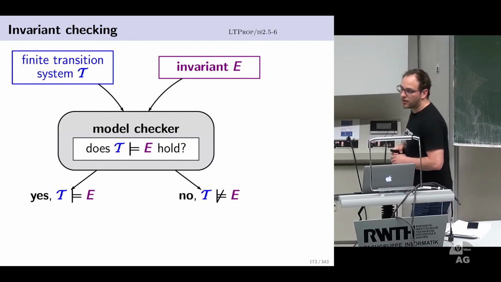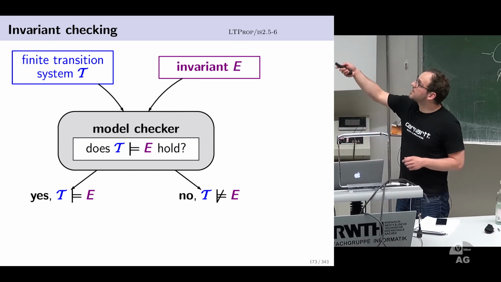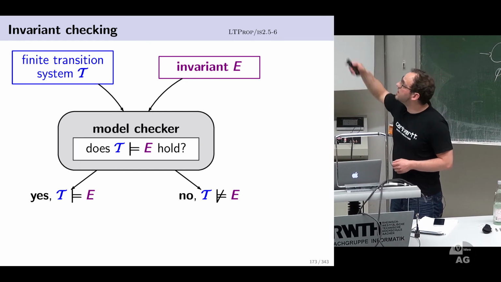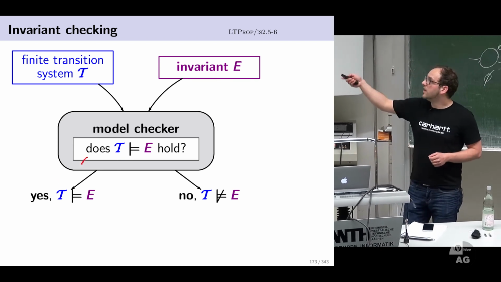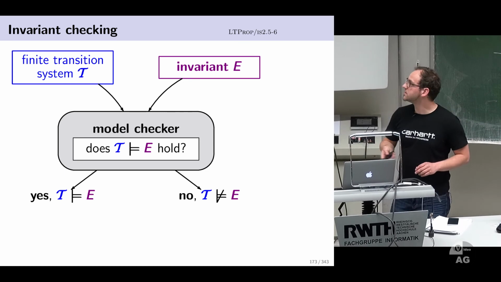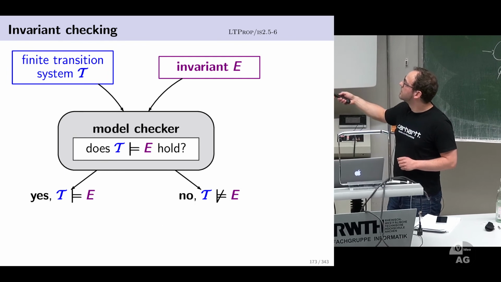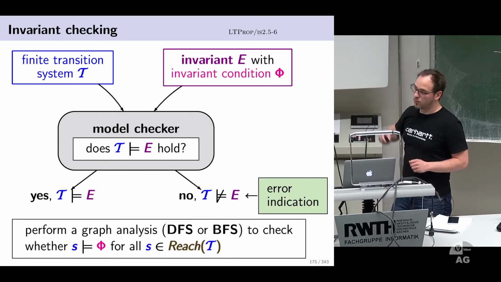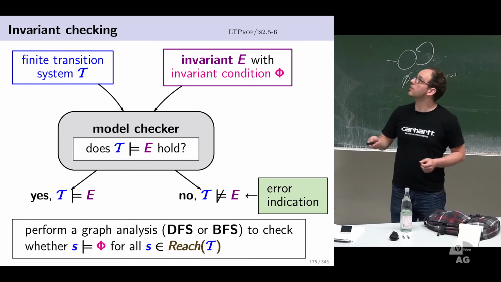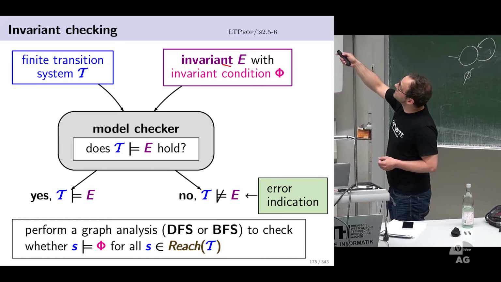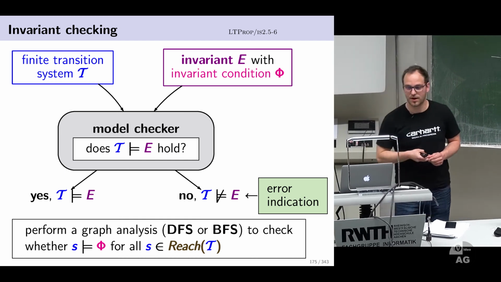So let's talk about algorithms for the first time. Now we want to come up with an algorithm that, given a finite transition system and given an invariant, derives whether the transition system satisfies the invariant or not. If it does, we're going to say yes, your invariant holds. And in case it's violated, we may also want to return a counterexample, an error condition that says why your property does not hold, right? And because we have the specific setting of E being an invariant, we will assume that we have the invariant condition at hand.